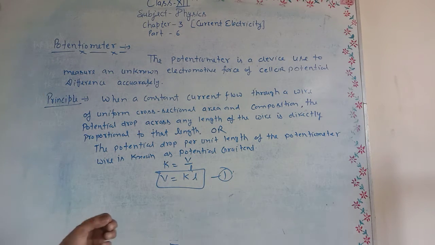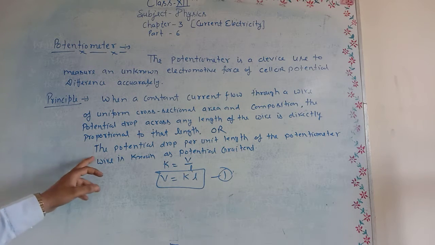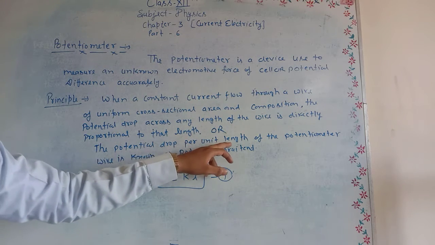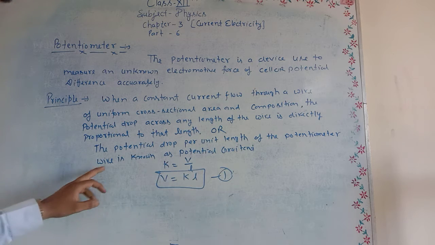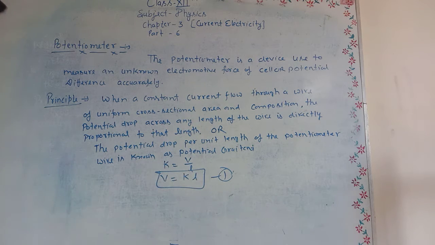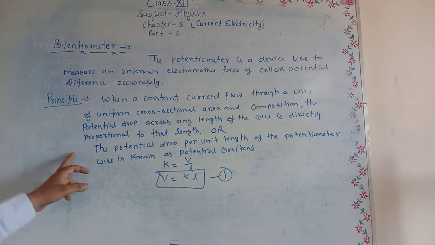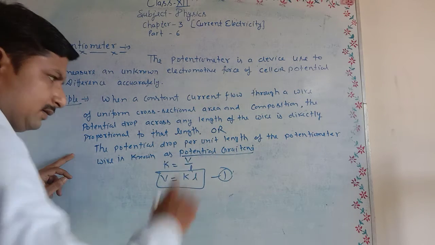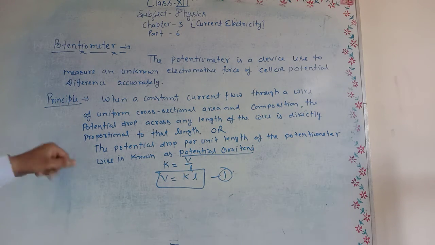The principle of the potentiometer is based on the potential drop per unit length of the potentiometer wire, which is known as the potential gradient. We can say that the principle of the potentiometer is based on the potential gradient. Okay students.